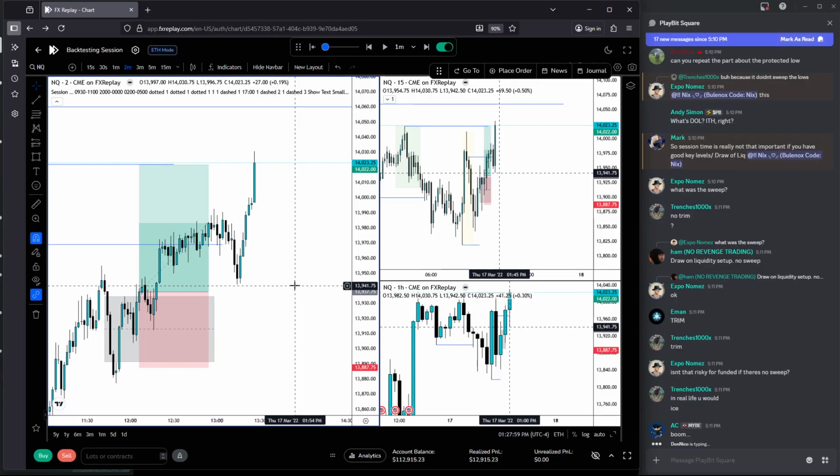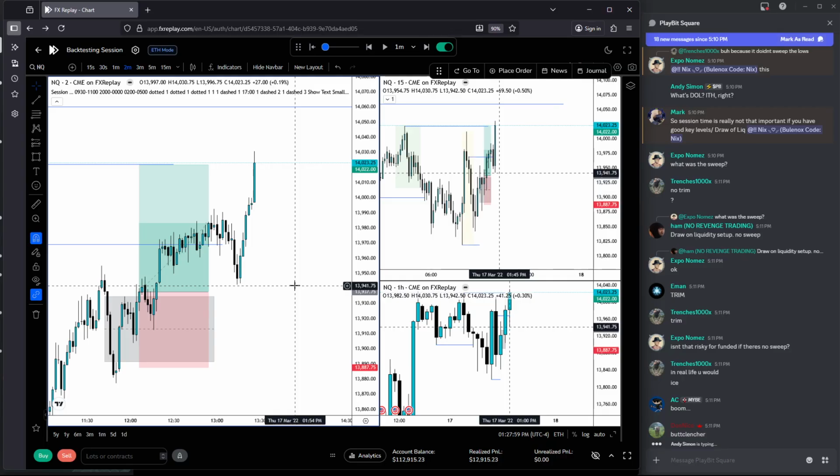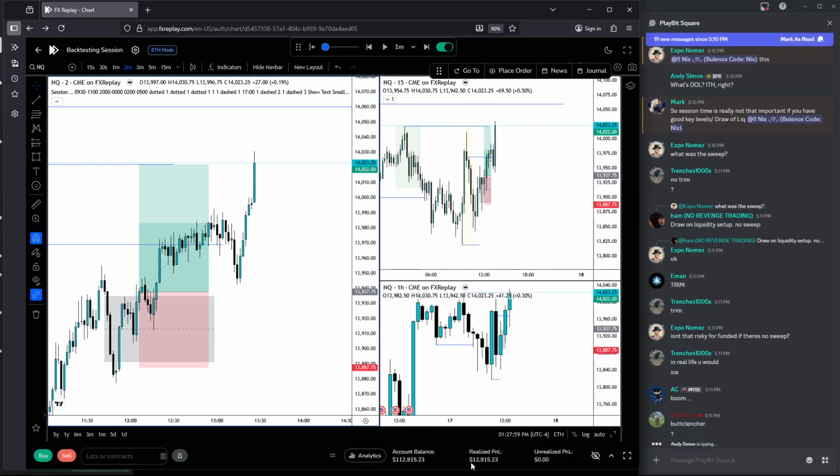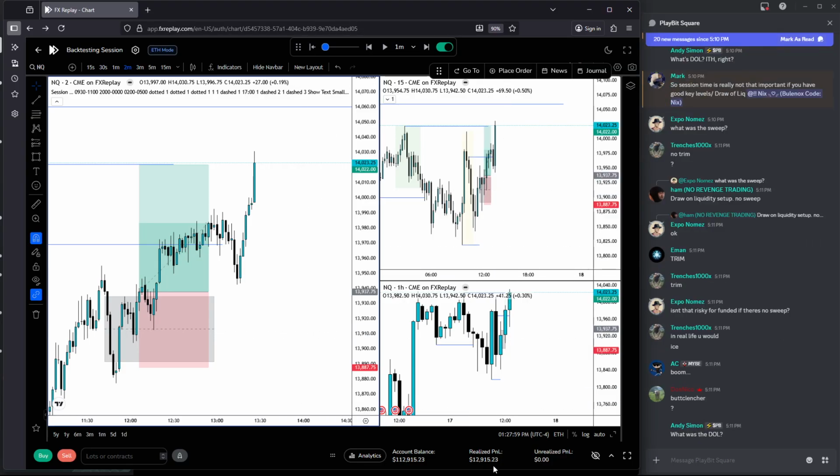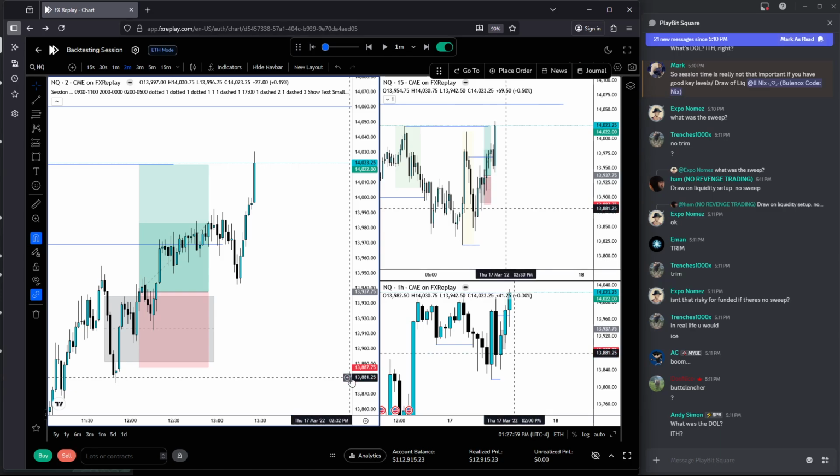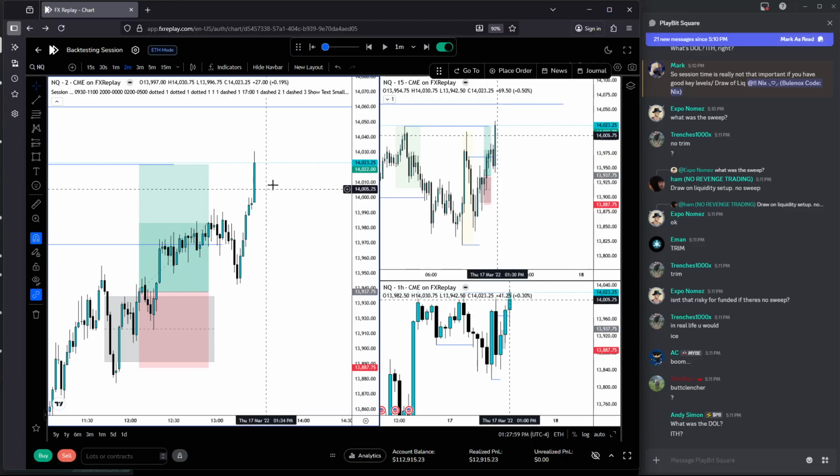Isn't that risky for a funder if there's no sweep? No expo. It's a drawn liquidity setup. And here's the thing, dude. We're building up this account. It's like doing a real life thing. It doesn't matter, because if you're profitable in backtesting, we're profitable in a funded account. It doesn't matter. It's the same thing, right?